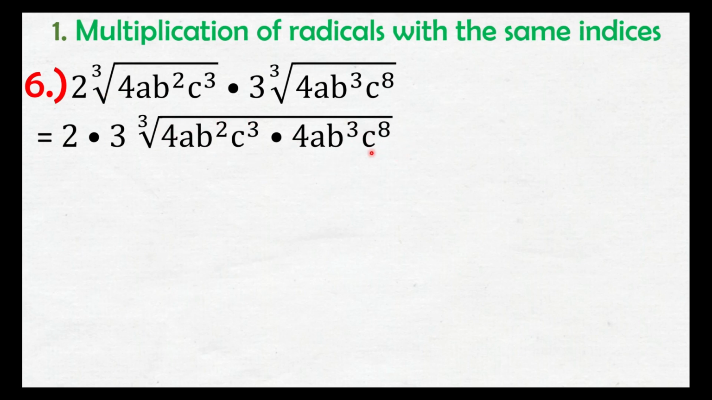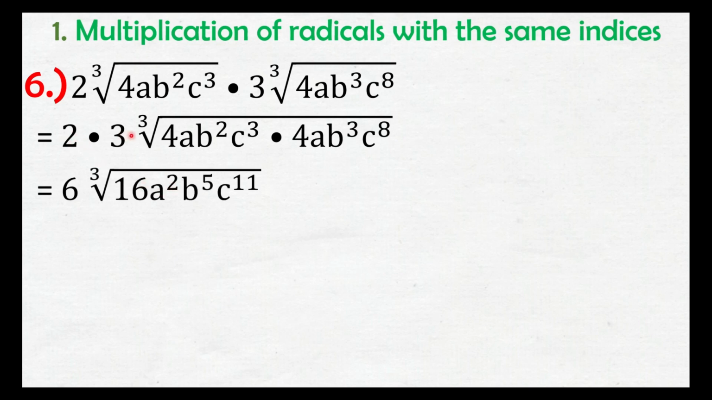And then, i-multiply lang natin yung mga yan. 2 times 3, that is 6. 4 times 4, that is 16. A times a, that is a square. B square times b cube, that is b raised to 5. And c raised to 3 times c raised to 8, that is c raised to 11. So, nag-add lang tayo ng mga exponent dyan.